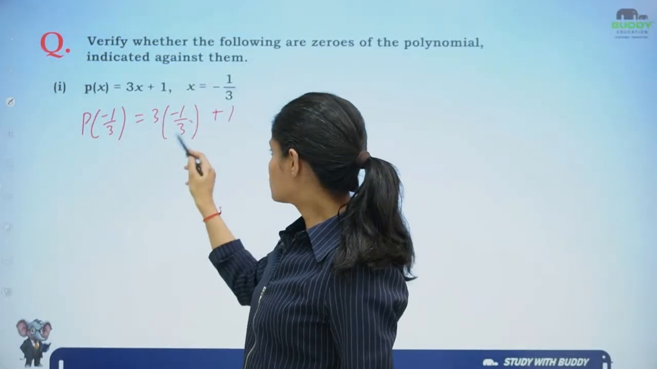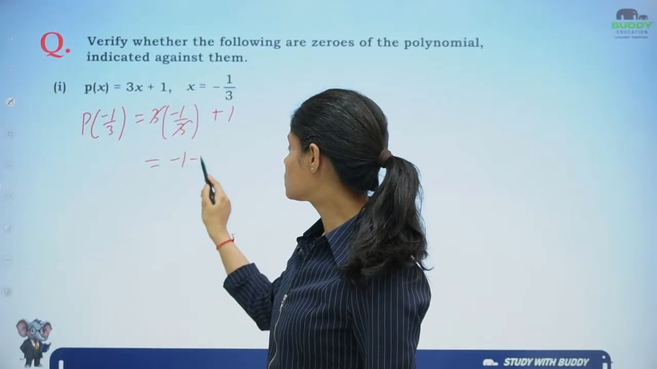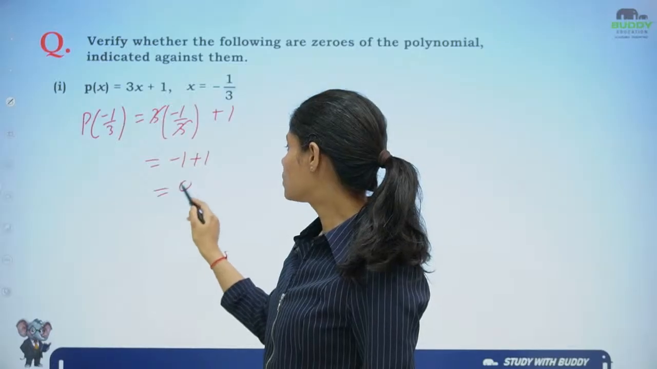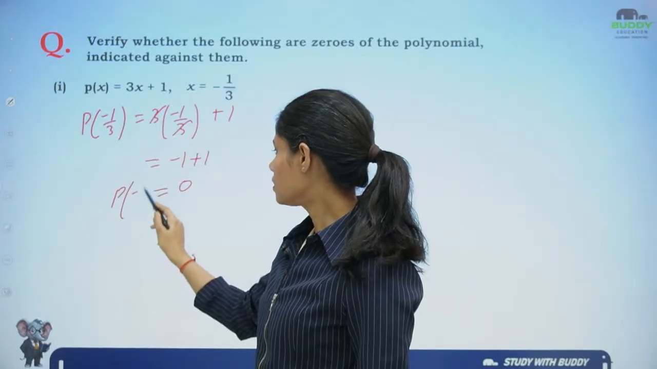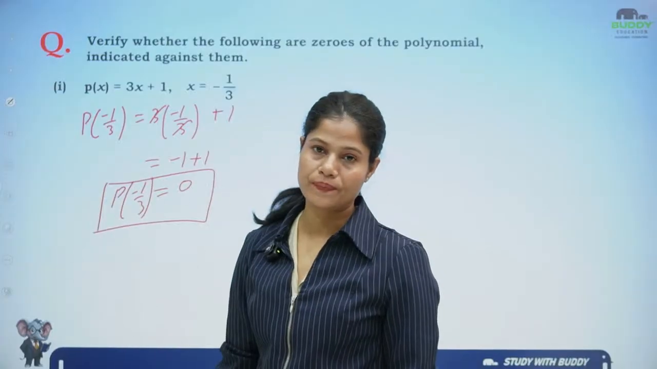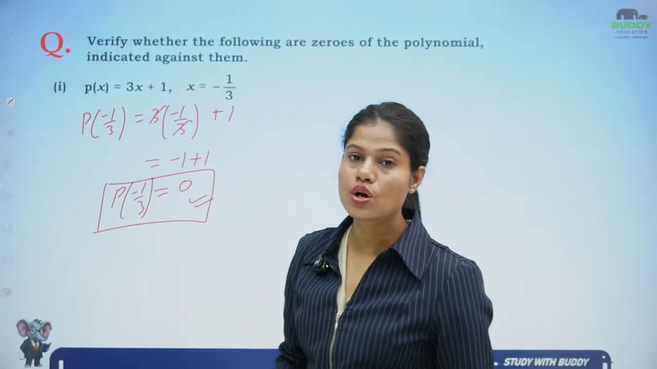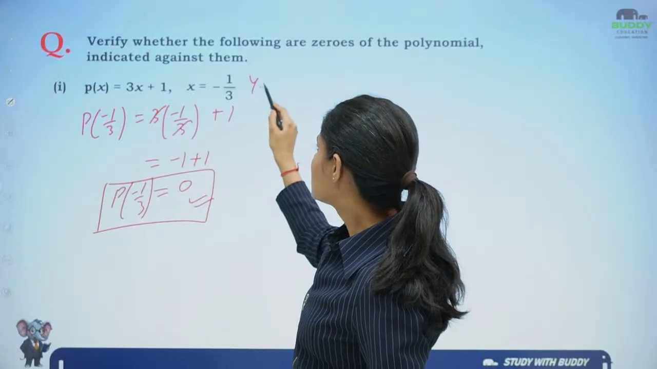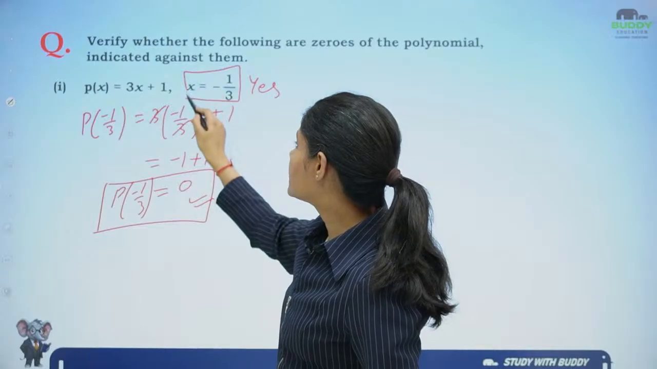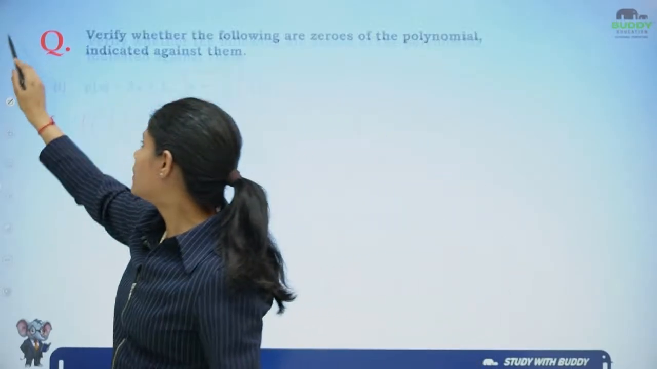Now let's do some calculation. 3 will be cut down, this will be minus 1 plus 1, and the output is going to be 0. So p of minus 1 by 3 will be equal to 0, right? And we told you that if the output comes as 0, then yes, you can say that x equal to minus 1 by 3 is the 0 of this particular polynomial.